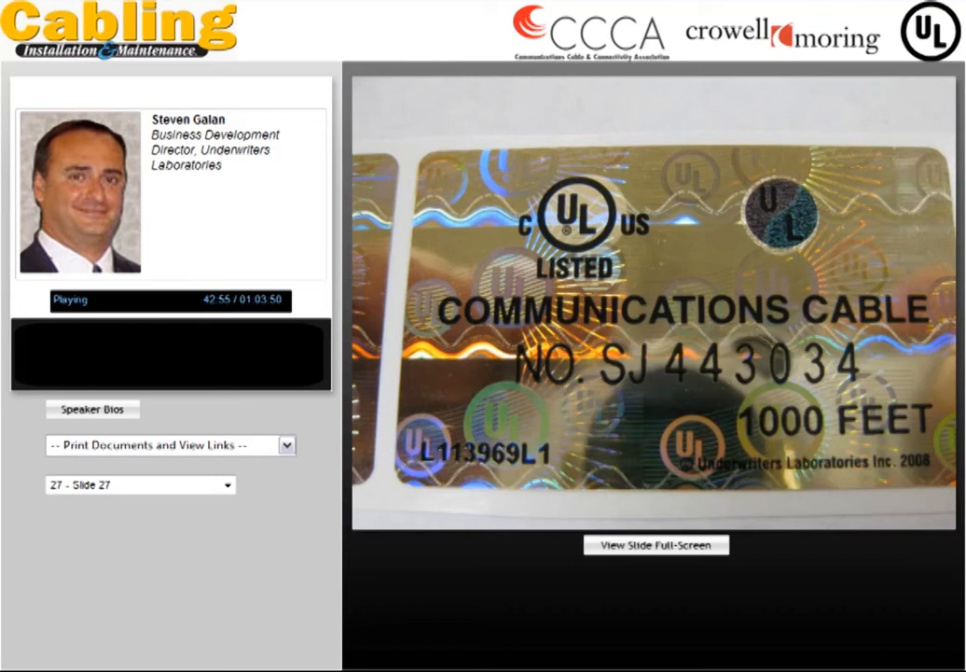The 1000 in the lower right quadrant is simply the number of feet contained on the reel, container, etc. And finally, in the top right quadrant of the label, you will see a UL with the U and the L having different colored backgrounds. More on this in a moment.